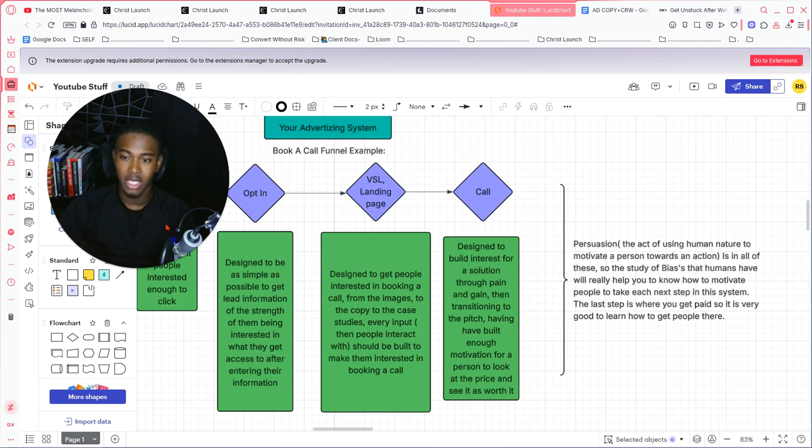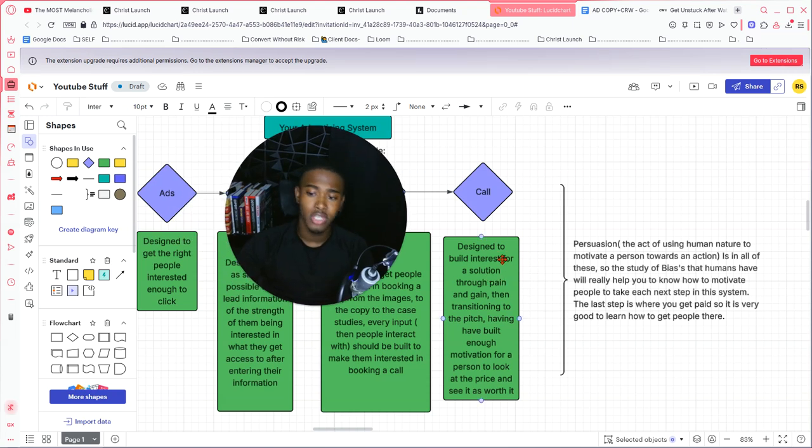Now, a call is designed to build interest for a solution through pain, gain, then transitioning to a pitch, having built enough motivation for a person to look at the price and see it as worth it. So there's the price of change and the cost of change versus the benefit of change. If you sell good enough, there's a buying threshold. If you build up enough value, they hit a point where they're very likely to buy. And when the value of the solution outweighs the cost, then they're going to buy every time, as long as they perceive it like that.